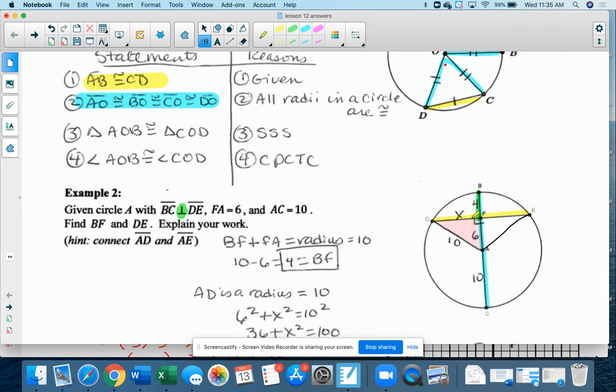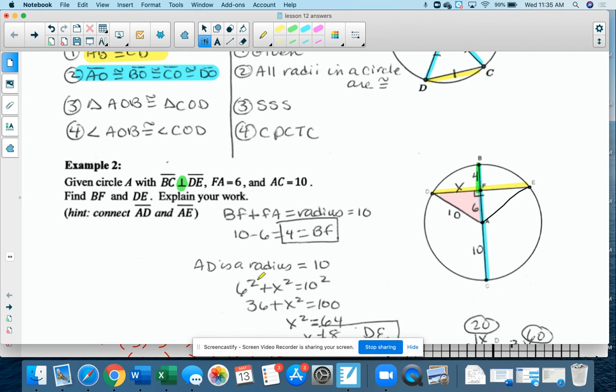How am I going to find DF? I call this little segment right here X. X squared plus 6 squared equals 10 squared. I'm going to use the Pythagorean theorem because I'm missing a side of a right triangle. So I have 6 squared plus x squared equals 10 squared. Now 6 squared is 36, and 10 squared is 100.